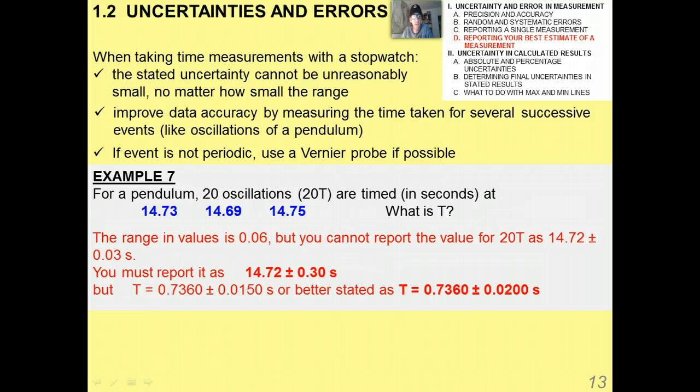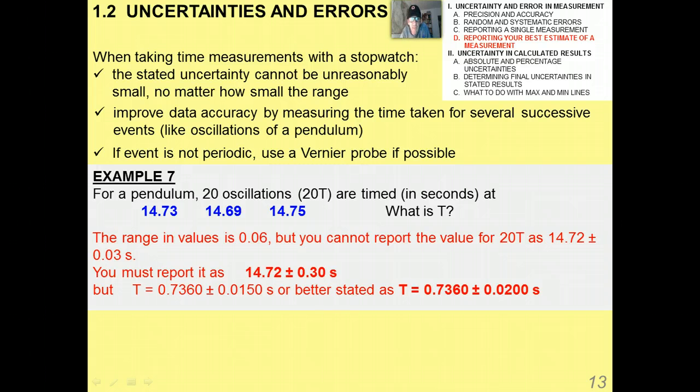Now, if this bothers you, this next part will not bother you, okay? Remember, you measured 20 oscillations. You're trying to find the period T, for 1 oscillation. So you would divide both of these numbers by 20, okay? So really, T is 0.7360 plus or minus 0.0150 seconds, okay? So how cool is that, all right?